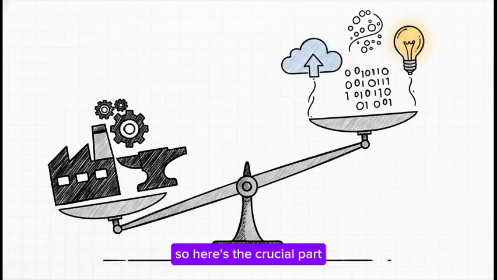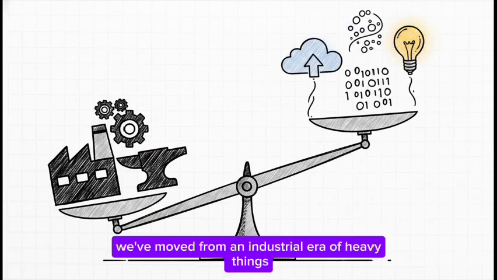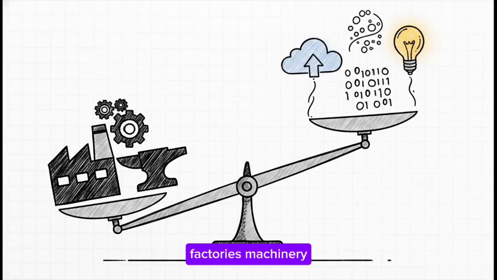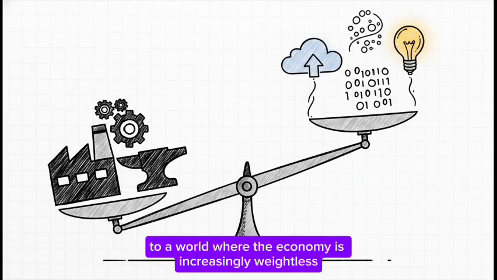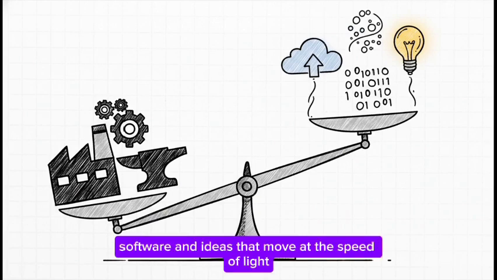So here's the crucial part. This shift isn't just about books. It's about our entire economy. We've moved from an industrial era of heavy things, factories, machinery, physical products, to a world where the economy is increasingly weightless, dominated by data, software, and ideas that move at the speed of light.